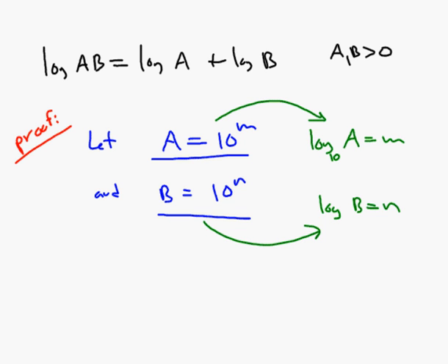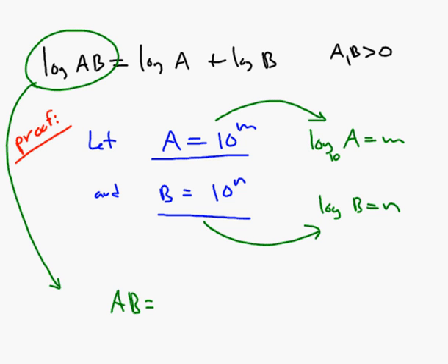So what we're going to do is take this expression here, and try to get to that expression. That's my goal. My goal is going to be to try and get the log of A times B. I'm going to start with just A times B for now. So if I do A times B, according to these new statements I wrote in blue, A equals 10 to the m, and B equals 10 to the n. So I'm going to write that. 10 to the m times 10 to the n.